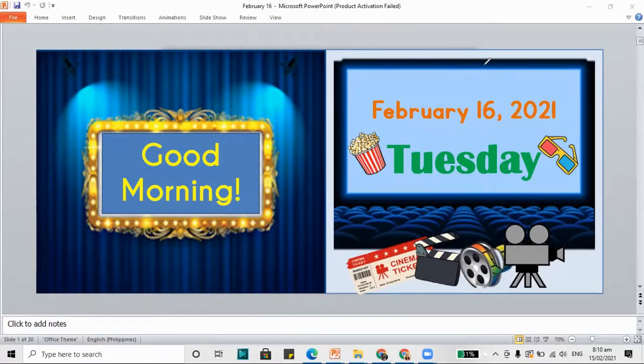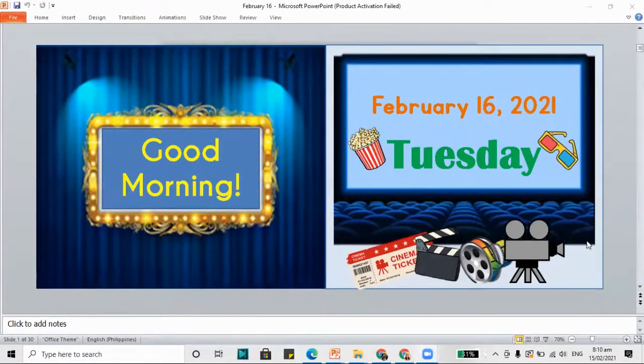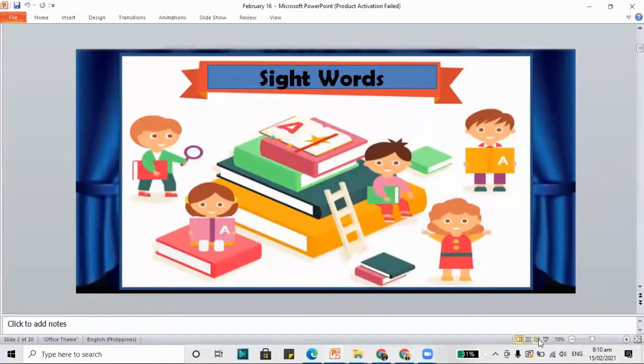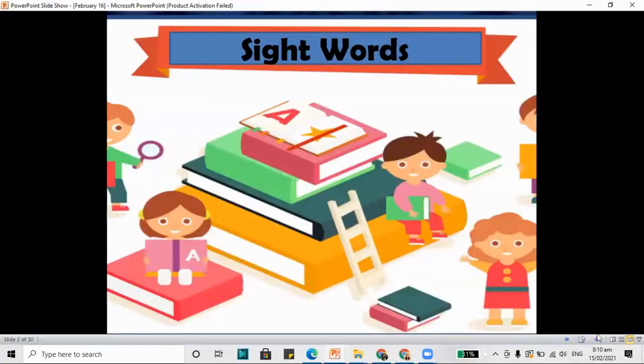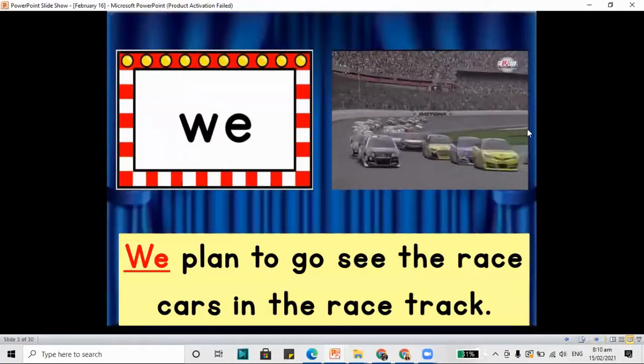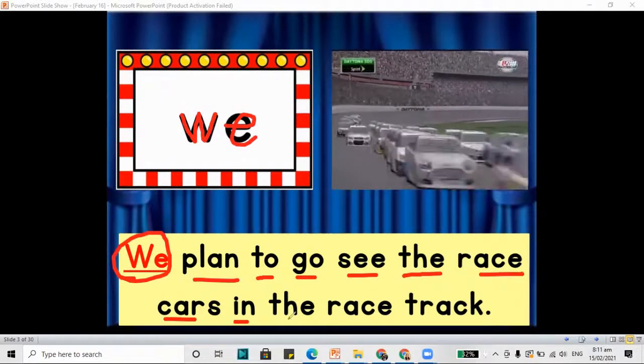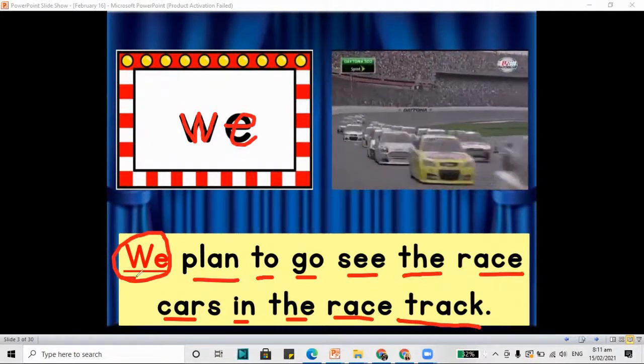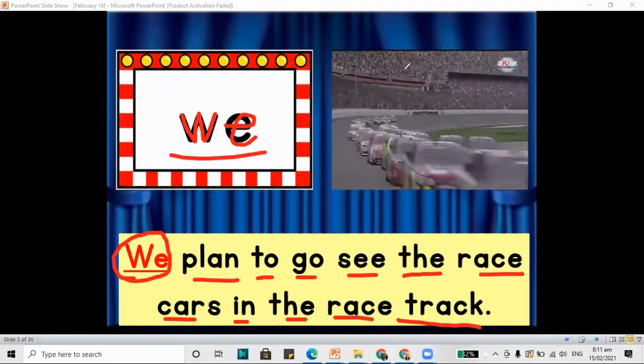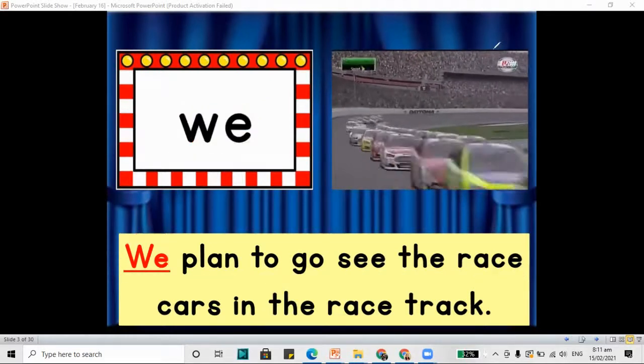And how about for the next part of our class? How about let's do the sight words? What are the sight words that we have for today? We have the word we, W-E, that makes the word we. We plan to go see the race cars in the racetrack. We have the word we. W-E makes the word we.